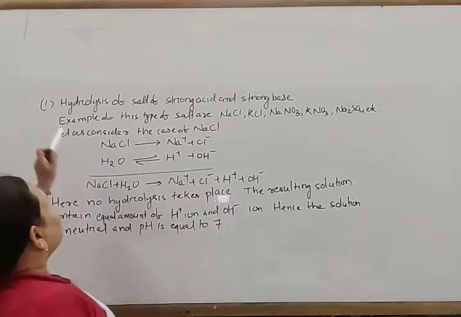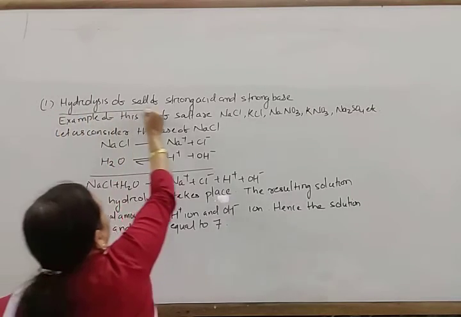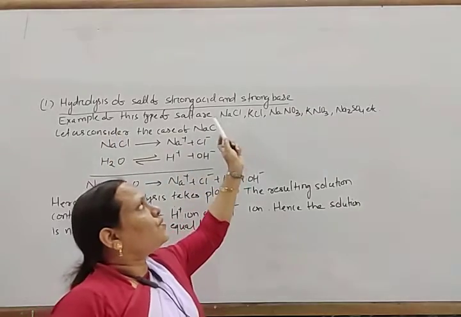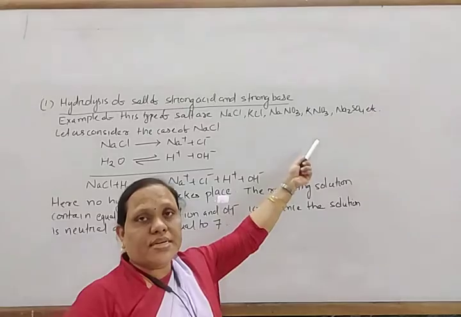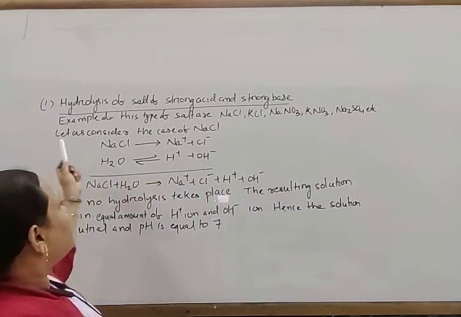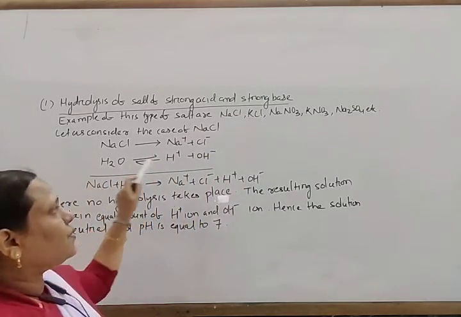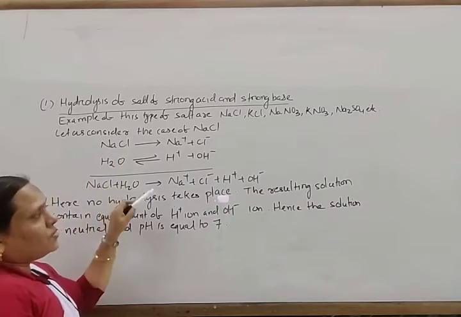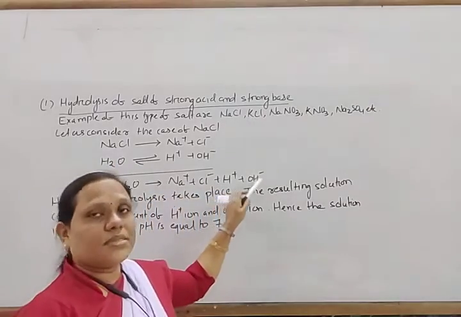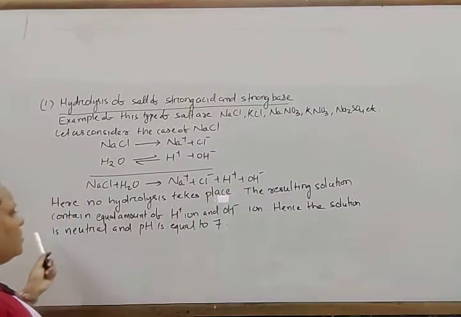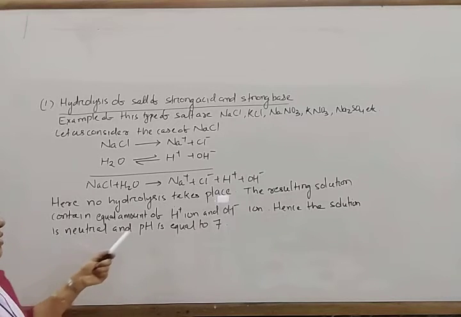So look here, the hydrolysis of salt of strong acid and strong base. Examples of this type of salt are sodium chloride, sodium nitrate, sodium sulfate, etc. Let us consider the example of sodium chloride. Na+, Cl-, and H2O giving H+ and OH-. The resulting solution contains Na+, Cl-, H+ and OH-. As it contains equal amounts of H+ ion and OH- ion, this solution is neutral and pH is equal to 7. So note down this.